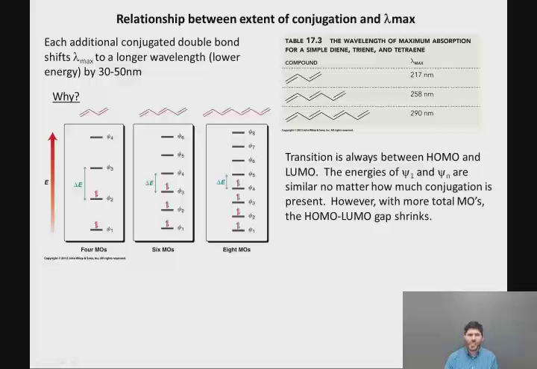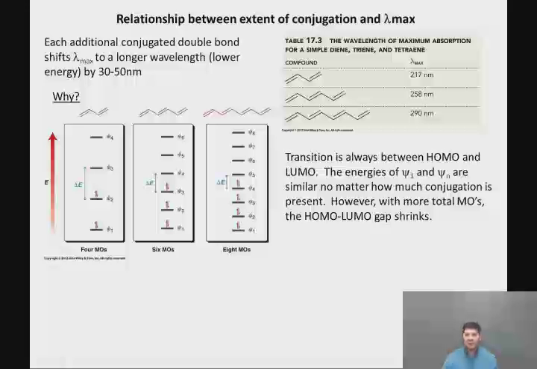So why is this the case? Well, what we need to do is look at the molecular orbital diagrams. Refer back to the last video if you have not watched that. We have to consider the molecular orbital diagrams for all of these substances. As I discussed in the previous video, the transition that causes the molecule to absorb in the ultraviolet or the visible is always between the HOMO, or highest occupied molecular orbital, and the LUMO, or lowest unoccupied molecular orbital.